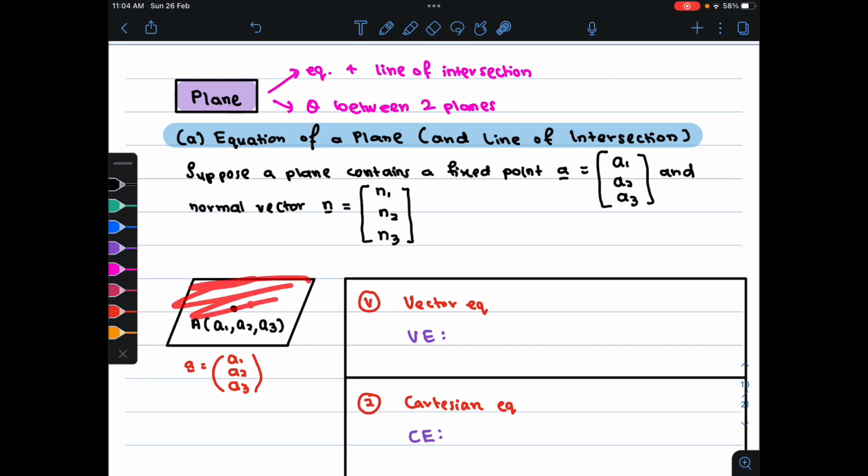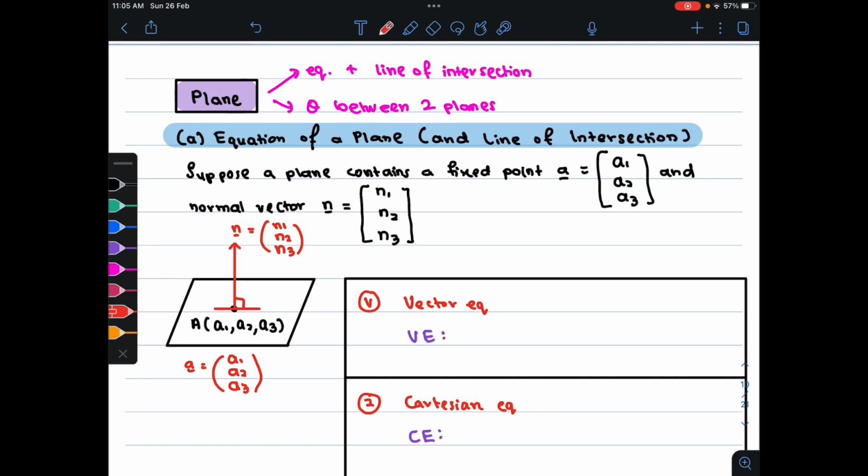So if this is your plane, therefore the normal vector will be going upward or going downward. To make it much easier for you to see where your normal is, I like for my normal vector to be going upward, and it is 90 degrees to the plane. So the normal vector will be N1, N2, N3. So for a plane, you just need two things: vector A that comes from any point on your plane, as well as the normal vector that is 90 degrees to your plane.